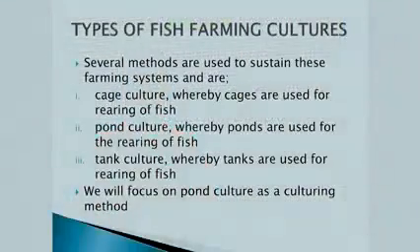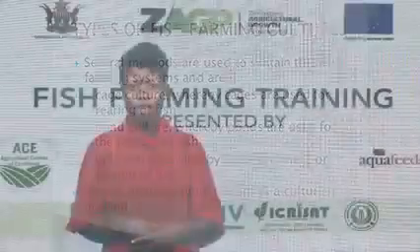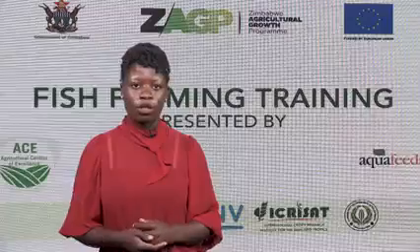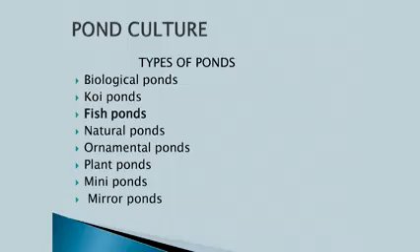So there are several methods that are used to sustain fish farming systems, and these include cage culture, whereby we use cages for the rearing of our fish, and pond culture, whereby we use ponds for the rearing of our fish. And the third one that is commonly used is the tank culture, whereby we use PVC tanks for rearing of our fish. And we will focus mainly on ponds. There are several types of ponds, which include biological ponds, koi ponds, fish ponds, ornamental ponds, plant ponds. So our main focus will be on fish ponds.